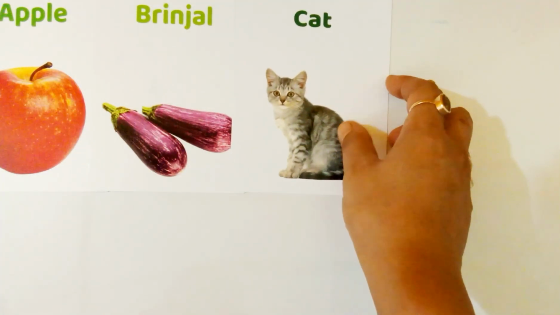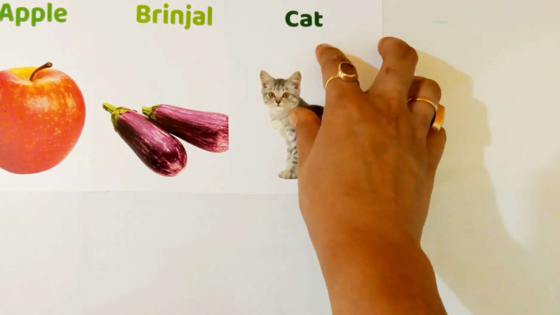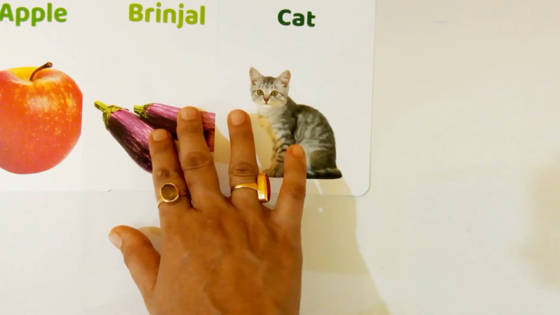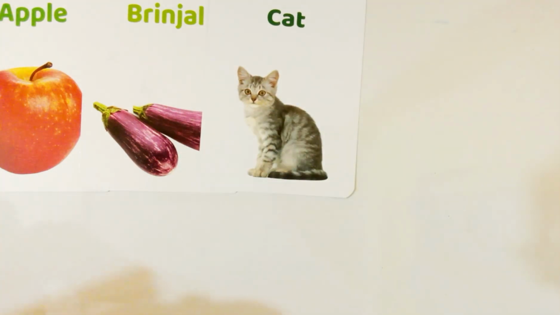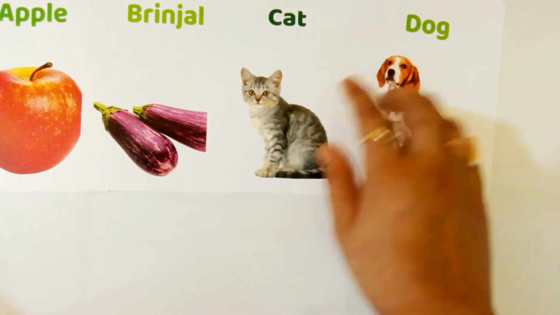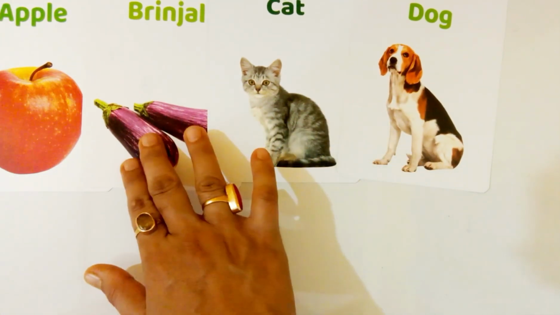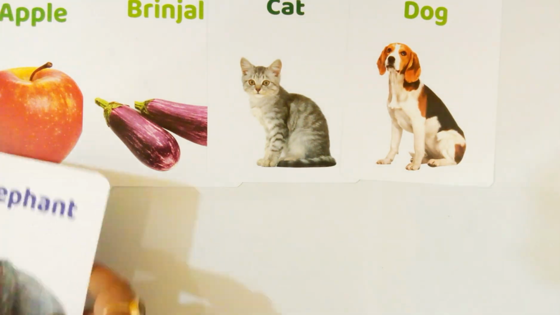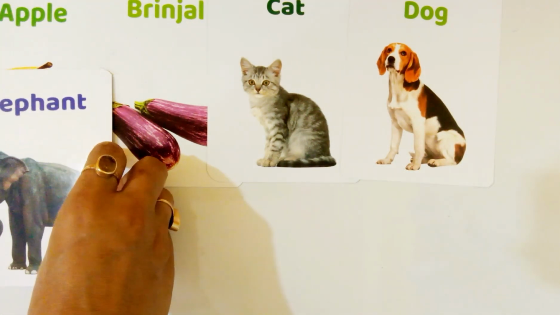C for cat. C-A-T, cat. This is cat. D for dog. D-O-G, dog. This is dog.